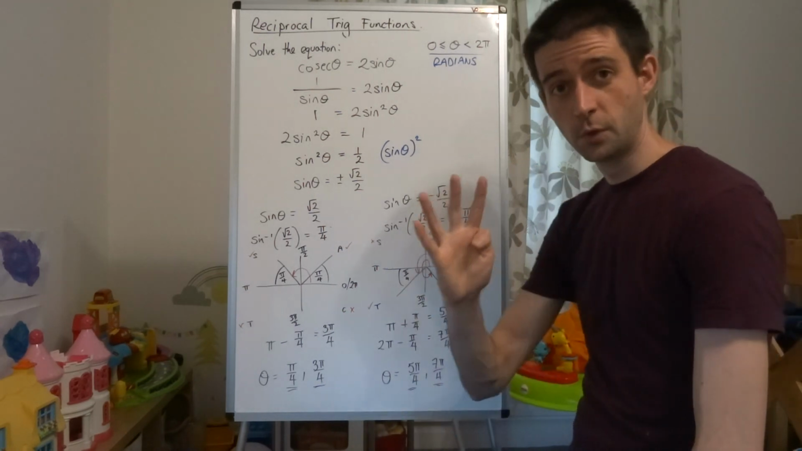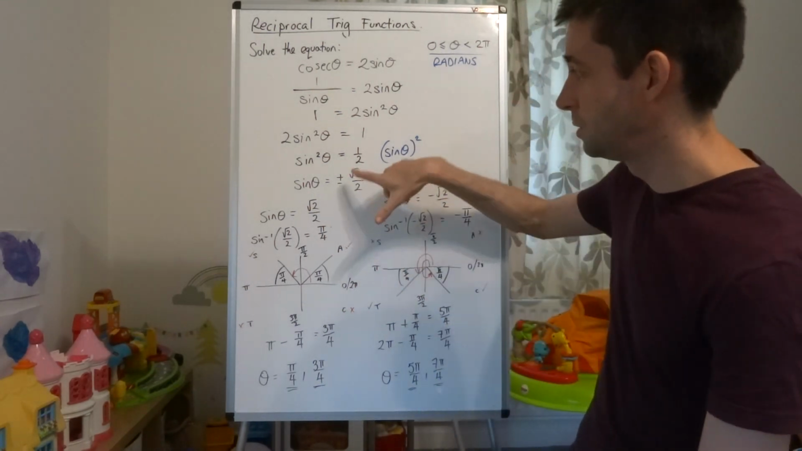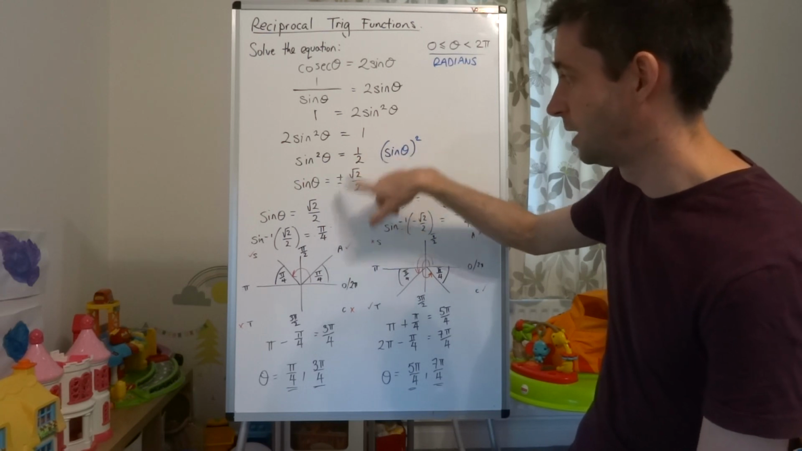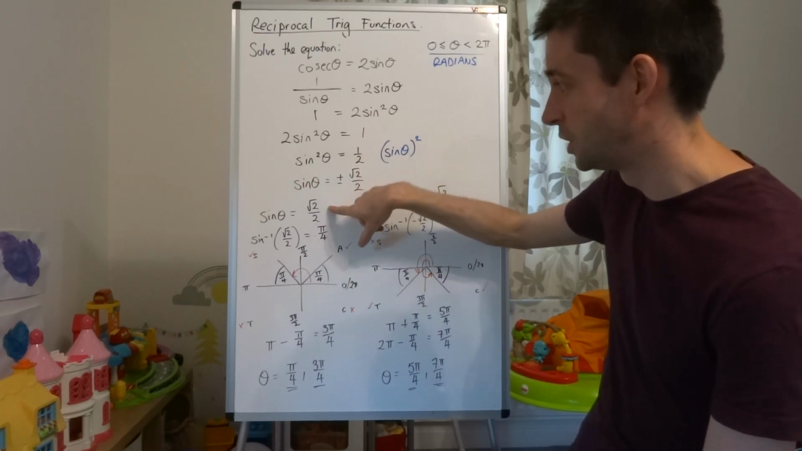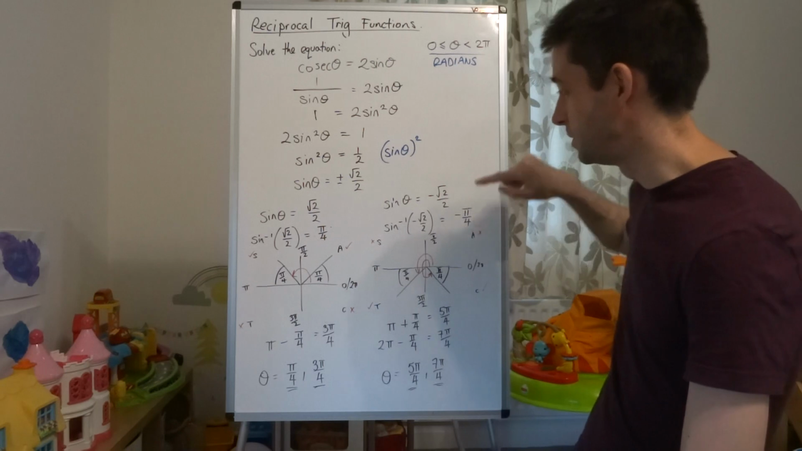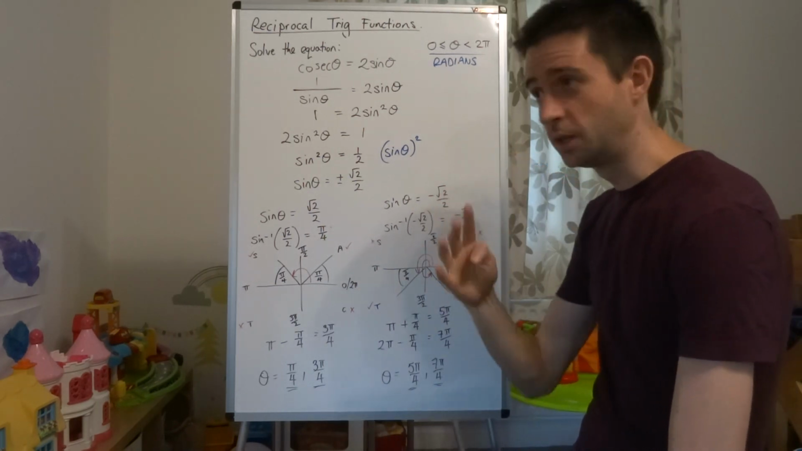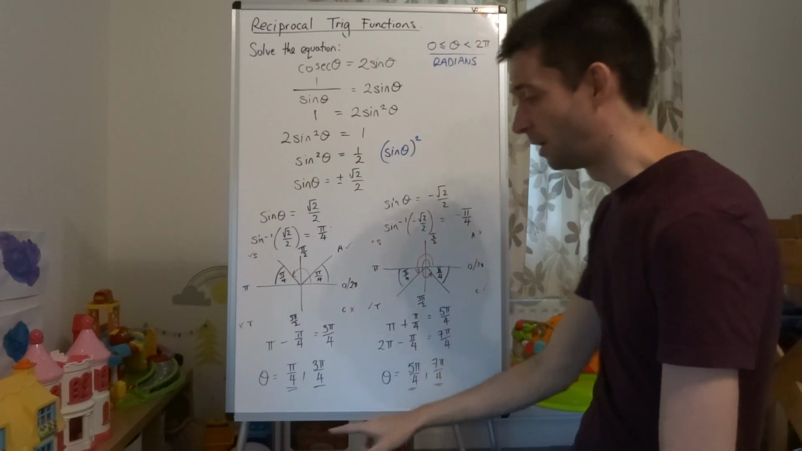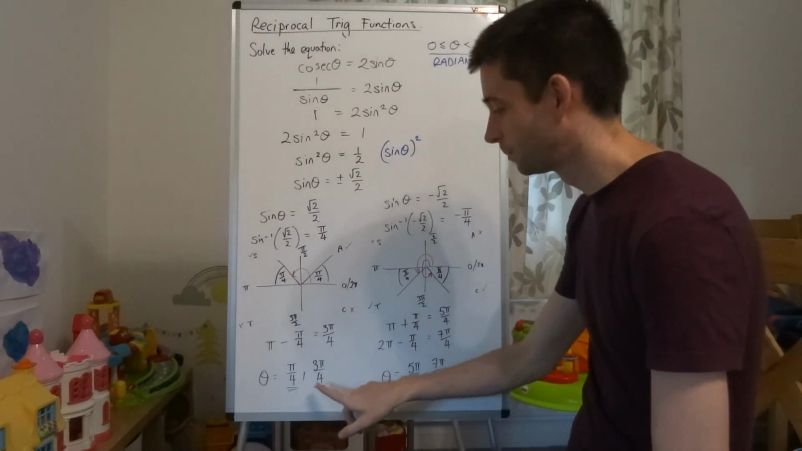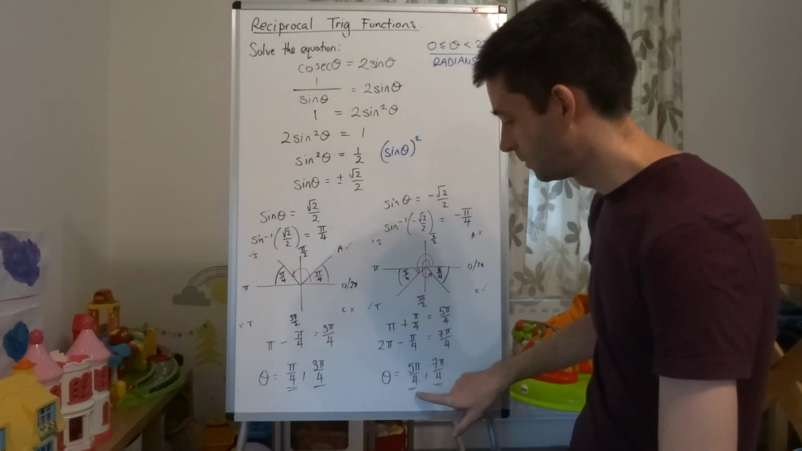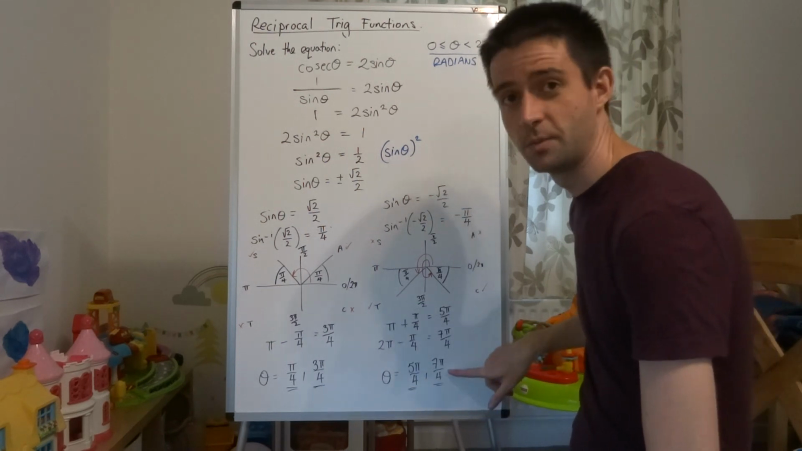Okay. So 4 solutions in total: 2 from the positive root, sine theta equals root 2 over 2, and 2 from the negative root, sine theta equals negative root 2 over 2. So 4 solutions in total between 0 and 2 pi: pi over 4, 3 pi over 4, 5 pi over 4 and 7 pi over 4.